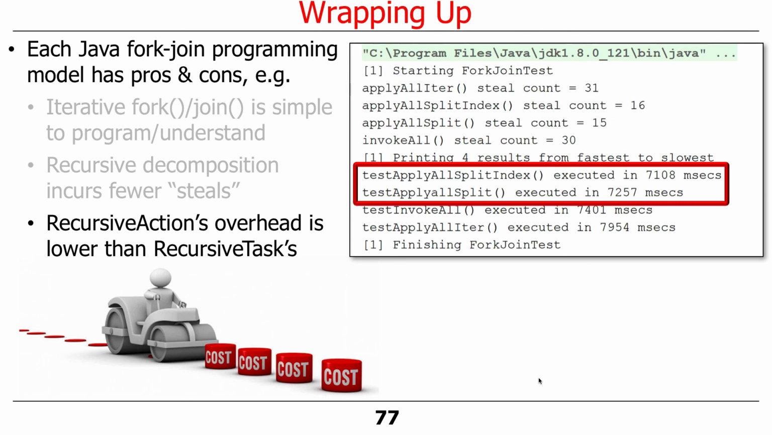As a general rule of thumb, recursive action overhead is a little bit lower in this case than recursive task overhead. Not by a whole heck of a lot, and depending on how you run the tests, you might get different results. But you could normally think that not having to do those extra copies is probably a win.